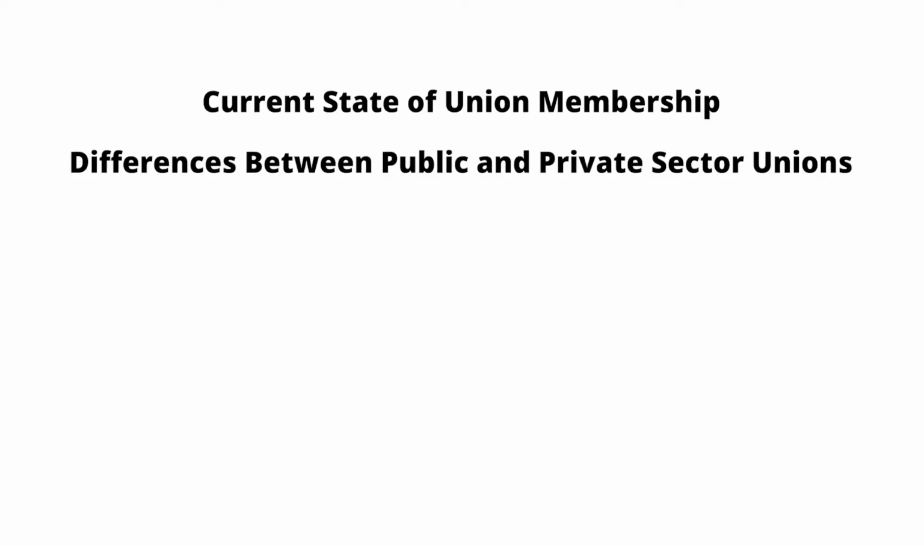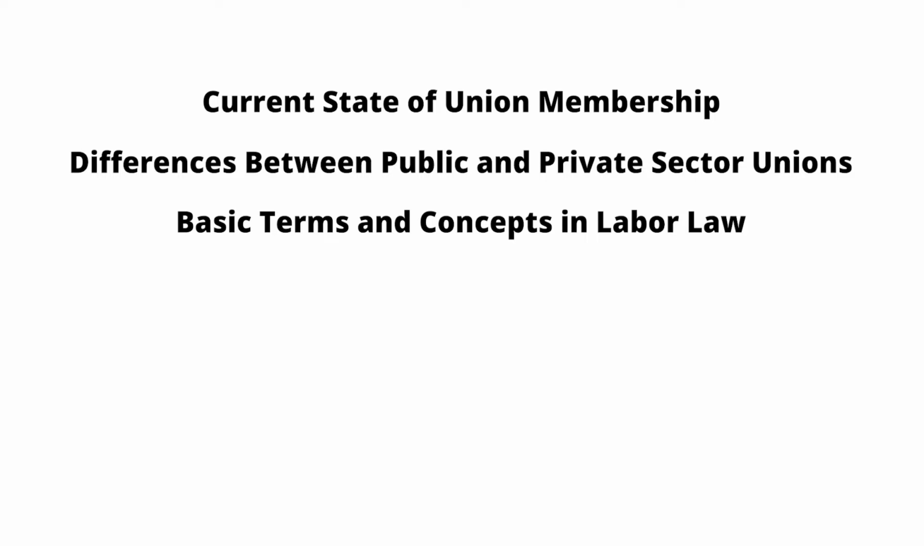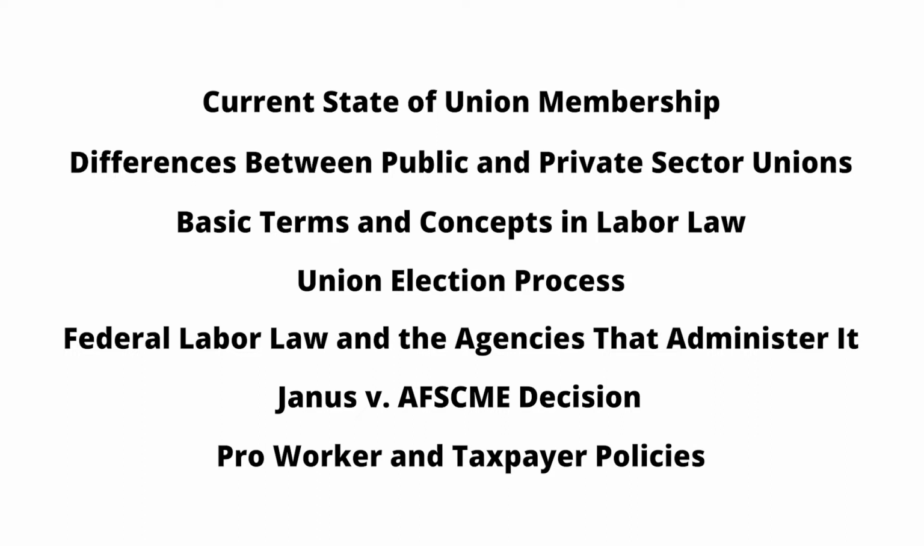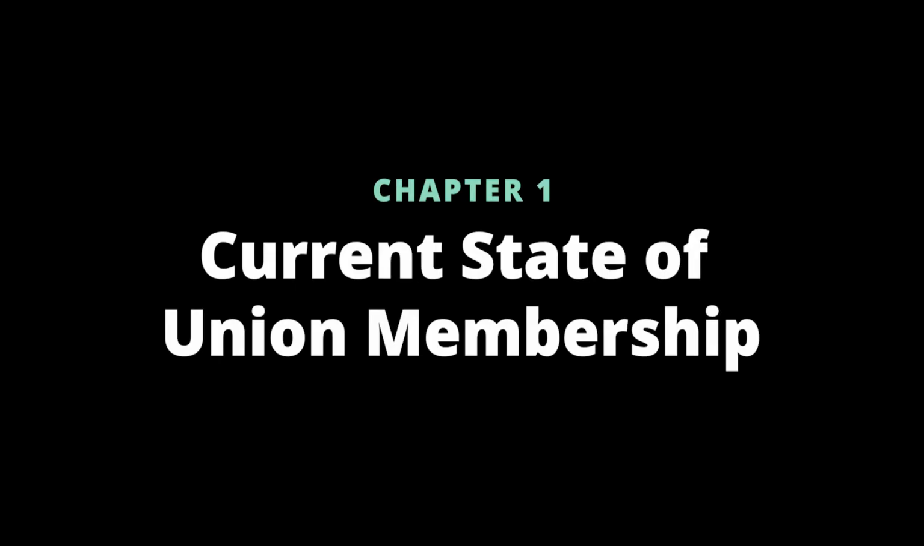We are going to have a fun adventure, and yes, I said fun, and we're going to talk about some of the basics of labor policy and some ideas of advancing worker freedom, protecting workers, and also taxpayers. In this video, we will go over the current state of union membership, the differences between public and private sector unions, basic terms and concepts in labor law, the union election process, federal labor law and the agencies that administer it. We'll also go over the Janus versus AFSCME decision that brought worker freedom to public employees across the country. Finally, we'll end with examples of those policies that can help workers, taxpayers, and job creators. So let's go. Let's start with the current state of union membership.